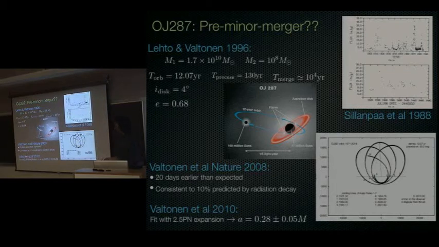And they predicted a delay in the flux, or actually it happened 20 days before the 12-year anniversary of the flare, and that is consistent with 2.5 post-Newtonian approximations of the binary orbit. So if these two objects are close enough that post-Newtonian effects change the orbit of the system, those effects are consistent with the 20 days.